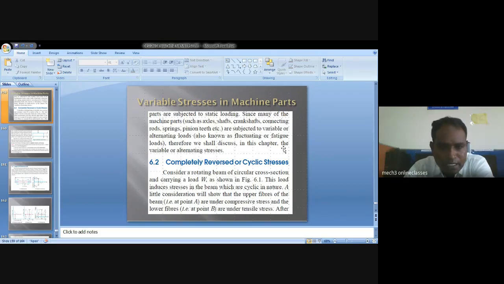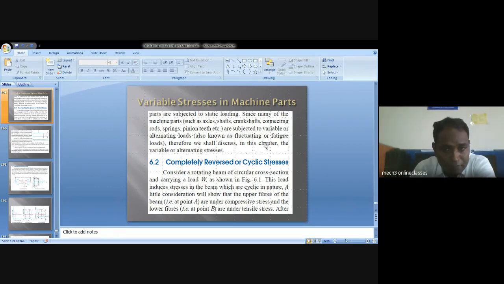Point A is on the top surface of the body. Point B is on the bottom surface of the body. First, the load is acting on point A. Point A is subject to compression. Point B is subject to tension because it is the bottom portion. So point A is under compression and point B is under tension.